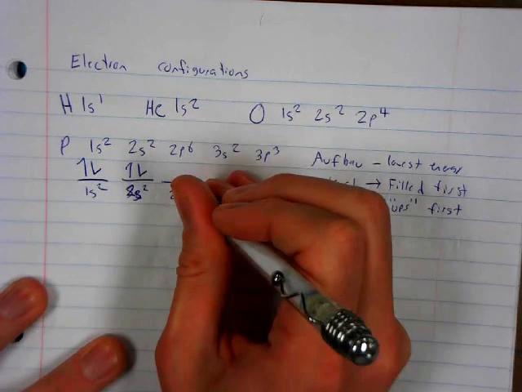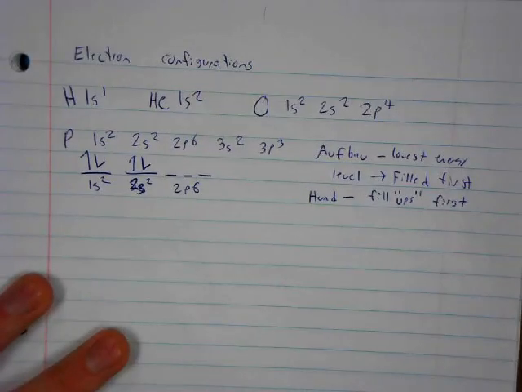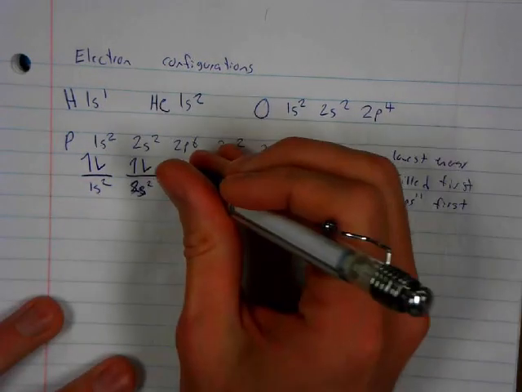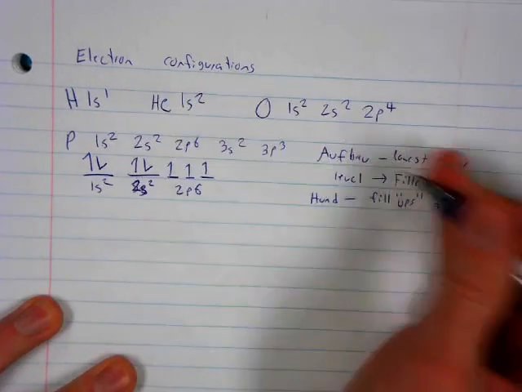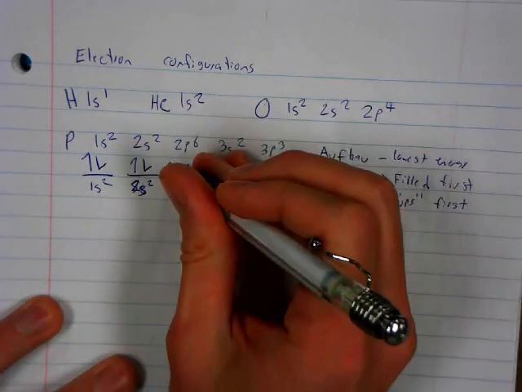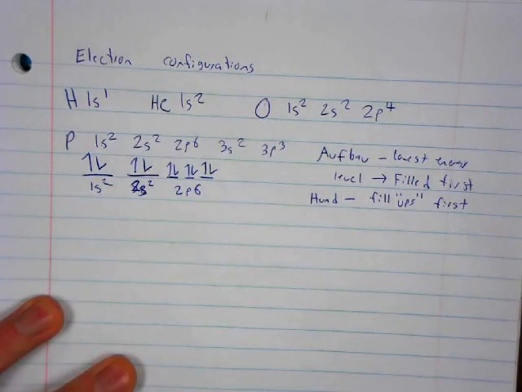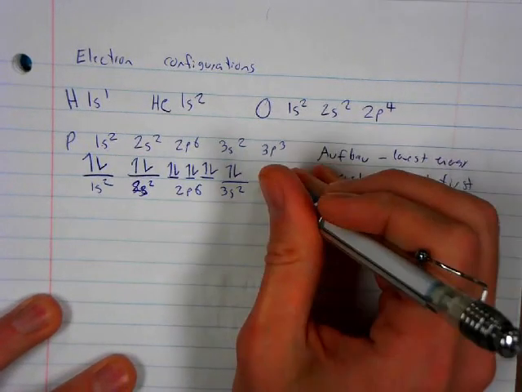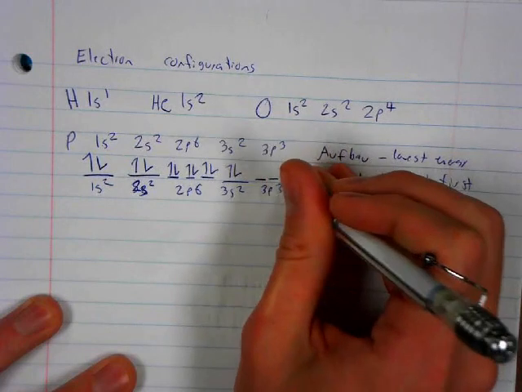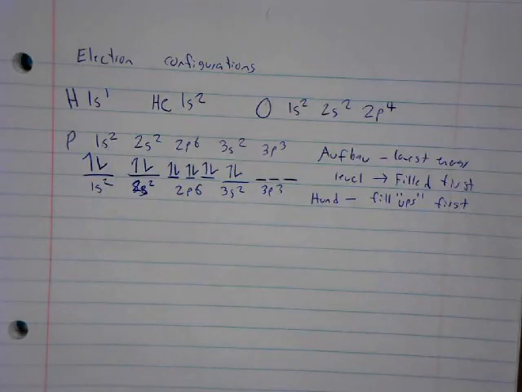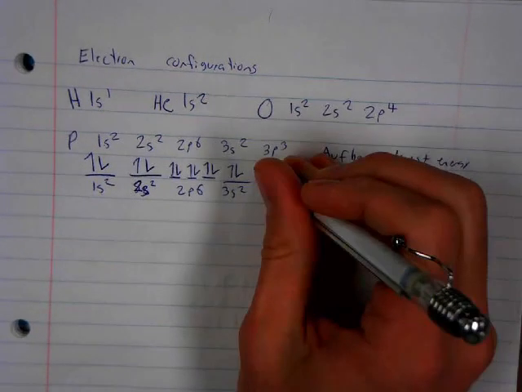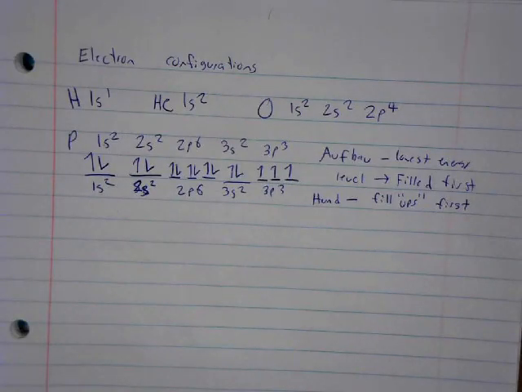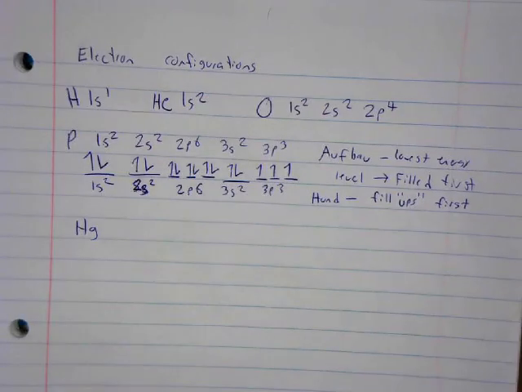My 2p6 orbitals, there are 1, 2, 3. How would I fill these? Up, up, up, and then my down, down, down. 3s2 is going to be an up, down. Leaving me my 3p3, so it's going to be 1, 2, 3 orbitals. And how are those going to look for my 3p3? Up, up, up. You got it.